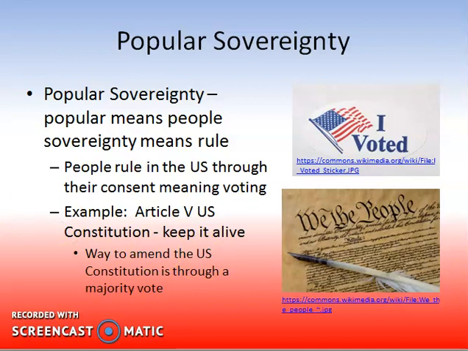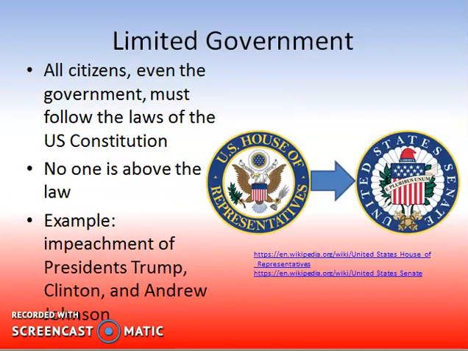All right, the next one of our principles is limited government. So all citizens, even the United States government officials, must follow the laws of the U.S. Constitution. No one, not even the government itself, is above the Constitution.